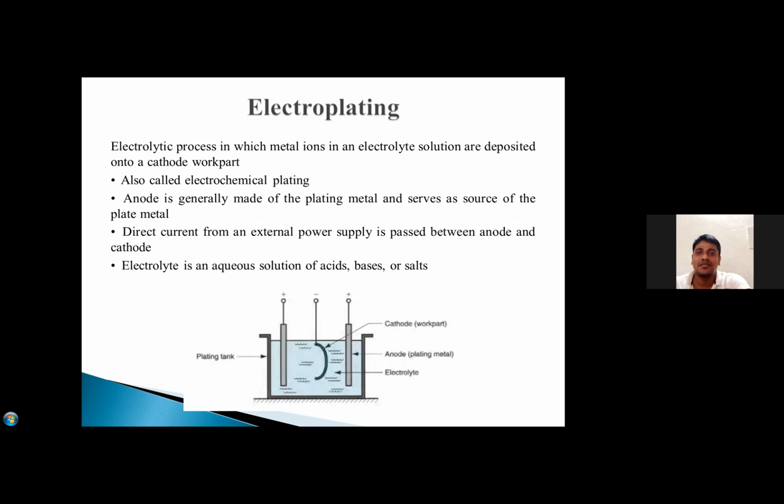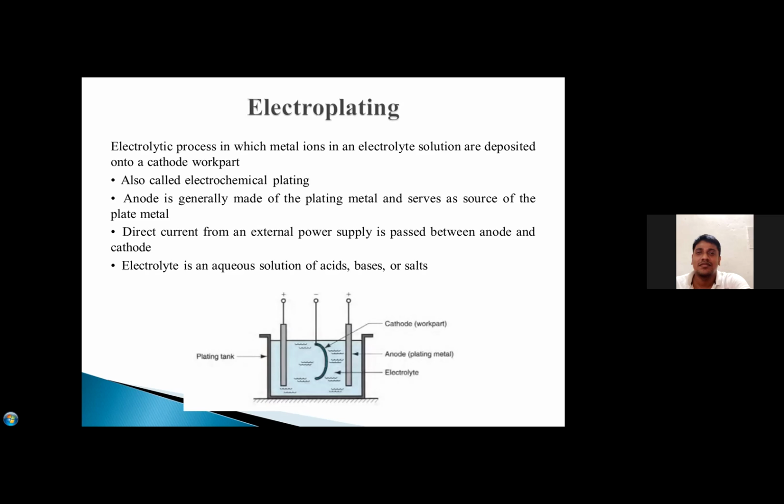Electroplating. In this figure, here is a plating tank, and the plating tank contains electrolytic solution, the cathode, that is the work part, and the anode, the plating metal. Electrolysis is a process in which metal ions in an electrolyte solution are deposited onto a cathode work part. This is also called electrochemical plating.